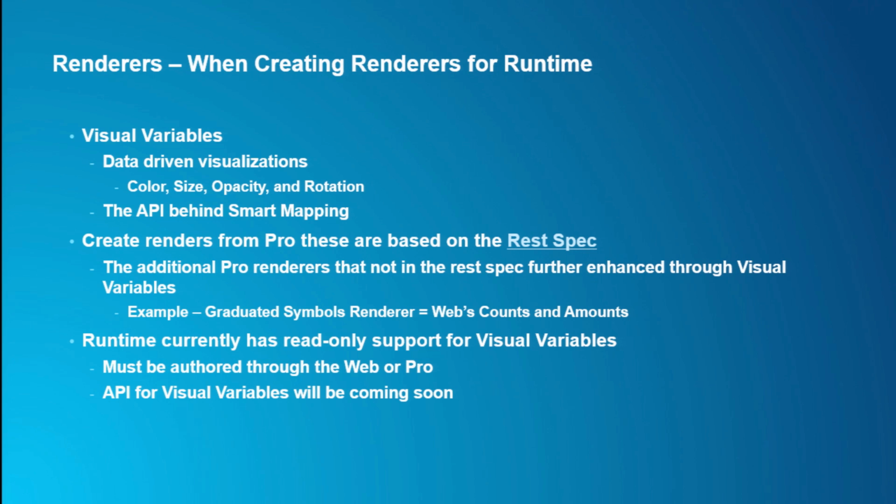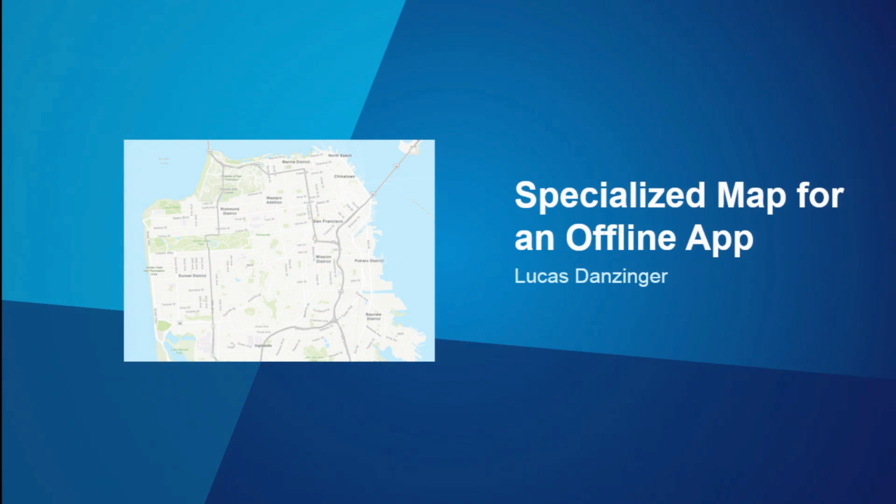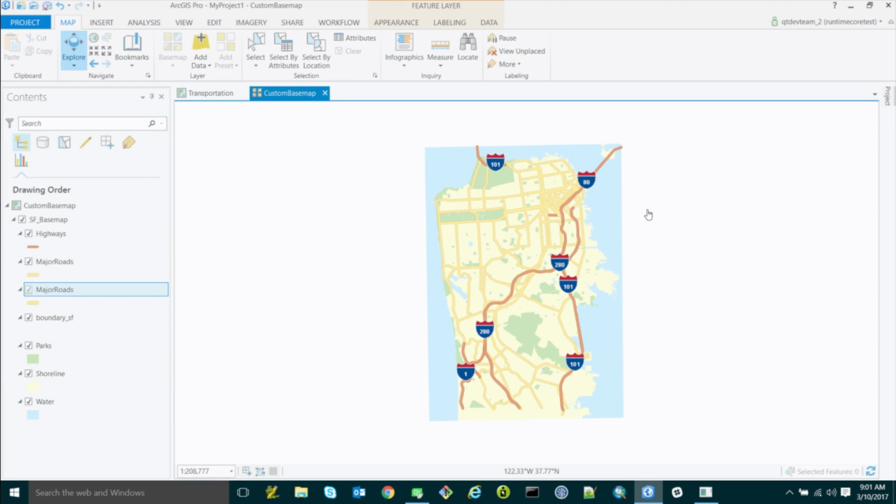things have changed. Runtime currently only has read-only support for visual variables. So you have to author visual variables in Pro or through ArcGIS Online, but we are going to bring you a visual variable API soon. So now I'm going to pass it back to Lucas. He's going to show another workflow of creating a specialized map for specifically an offline app.